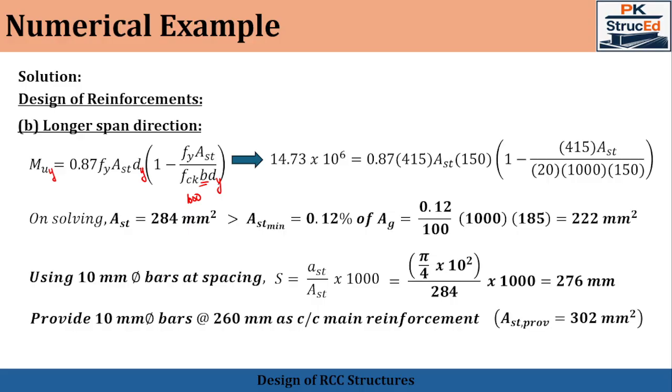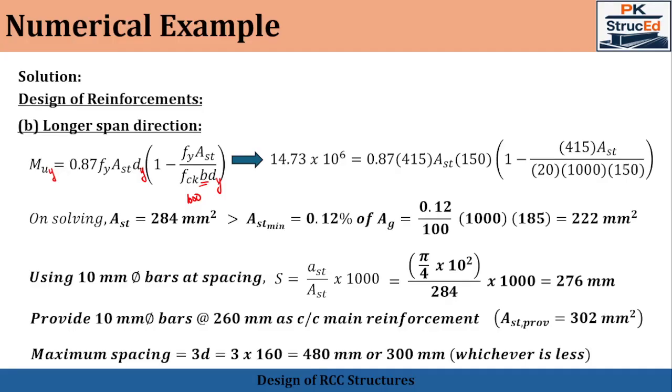Again, the Ast provided will be 302 mm square, and this has to be checked with the maximum spacing condition of 3d as well as 300 mm. So both are satisfied. Hence, we can provide the same reinforcement of 10 mm dia bars at 260 mm centers along the longer span direction.